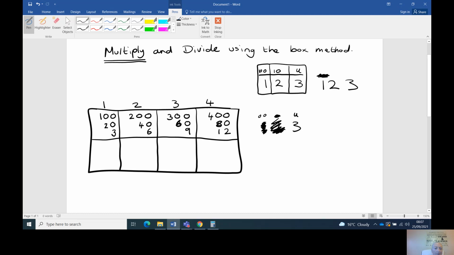Right, let's add this one up first. 1, 2, 3. Let's add this up. 6, 4, 2. Let's add this up. 3, 6, 9. And let's add this up. 2, 9, 4. Now it's exactly the same.